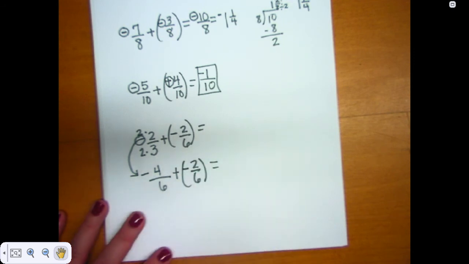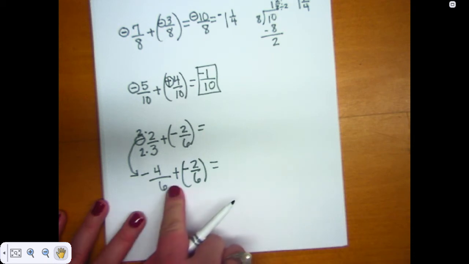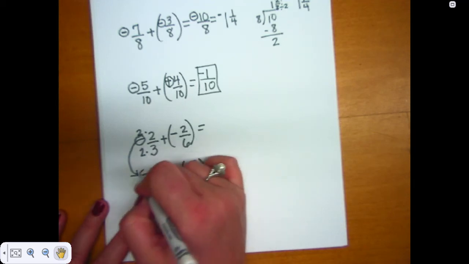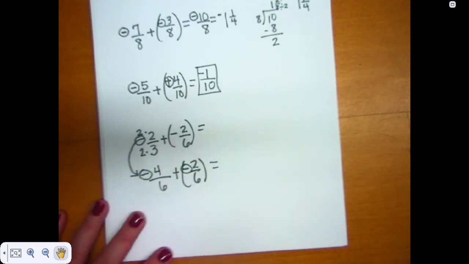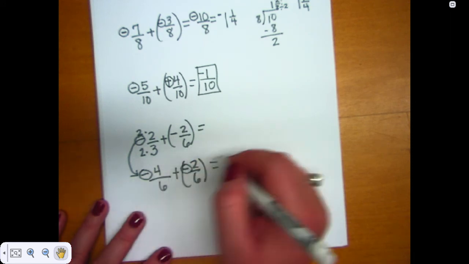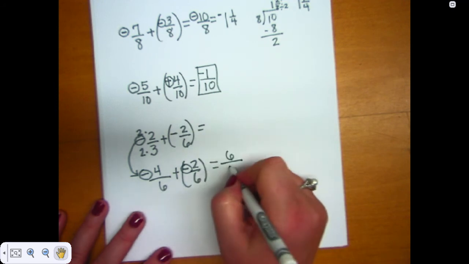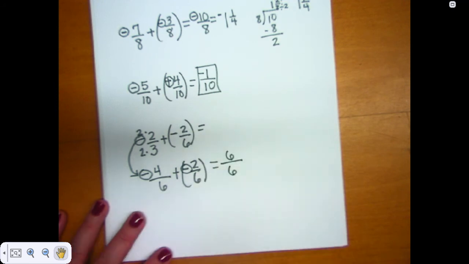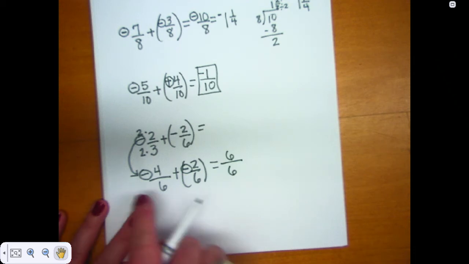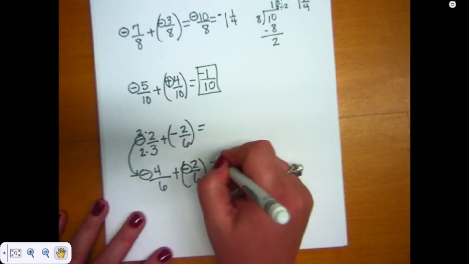Now, I have negative numbers, which means that I need to be adding to follow my rules. Am I adding? Sure, I am adding. So now I'm going to check my signs. My signs are the same, which means I'm going to add. 4 plus 2 is 6, and my denominators are the same, so it just comes right over. And you keep the sign of the largest absolute value, which is negative.